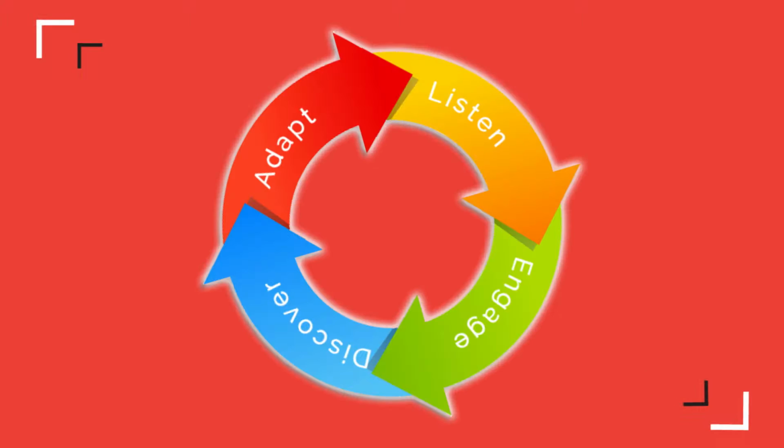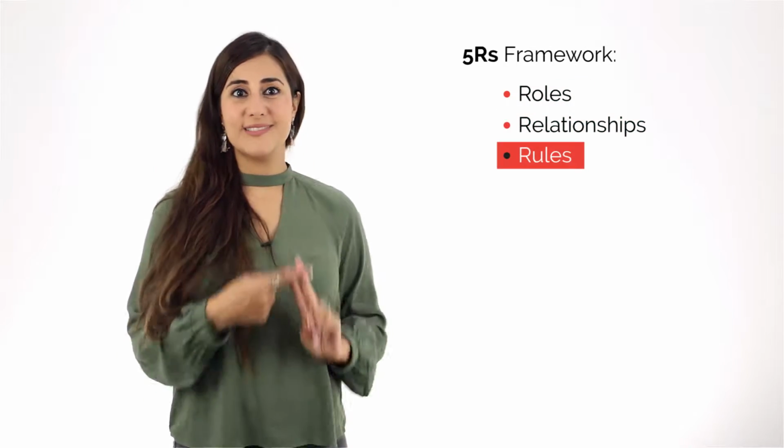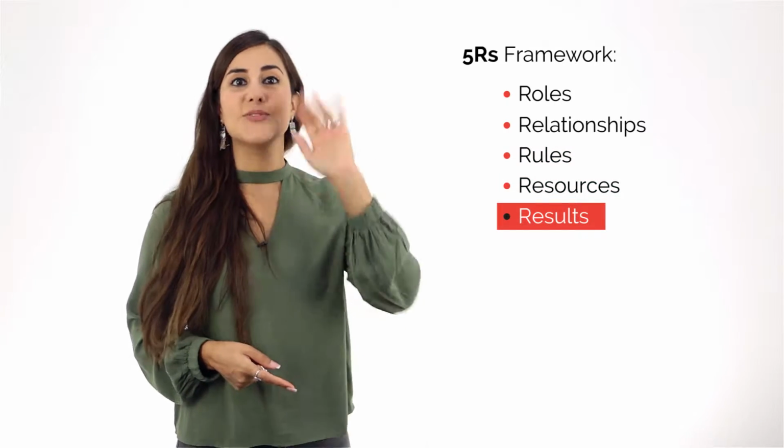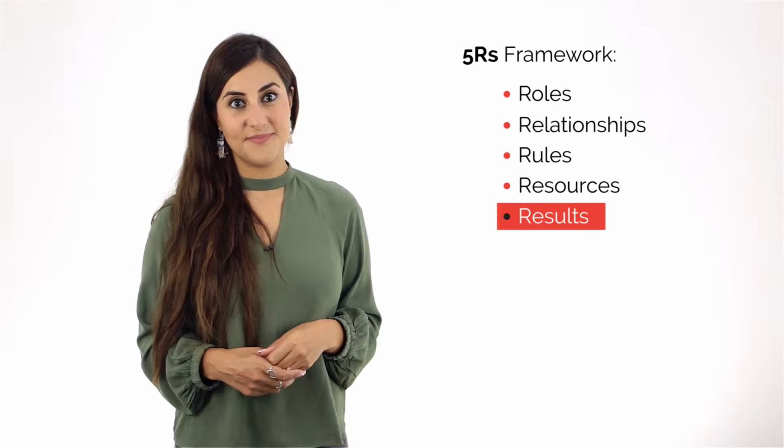Okay, now that you're familiar with the system strengthening cycle, listen, engage, discover, and adapt, let's get to work deepening your system strengthening design skills. Let's start with the 5 R's framework. Wait, you're probably asking, but what are the 5 R's? Well, let's see. They are the roles, relationships, rules, resources, and results that together capture the dynamics of a system and, more importantly, help you understand a system.